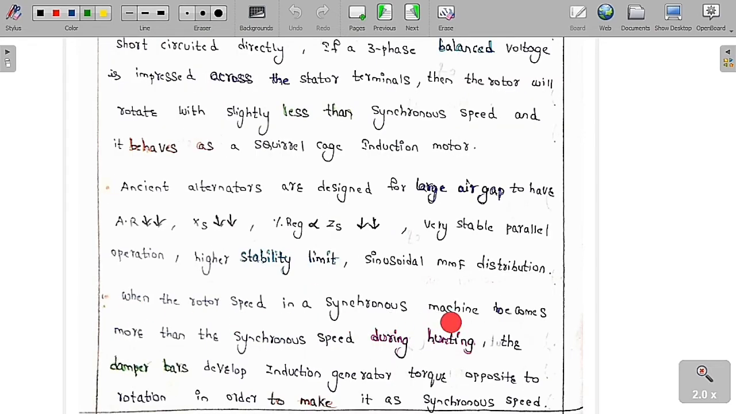When the rotor speed in a synchronous machine becomes more than the synchronous speed during hunting, the damper bars develop an induction generator torque opposite to the rotor rotation in order to bring it back to synchronous speed. I already told you this important point. During hunting, if you suddenly decrease the load, then NR will be greater than NS. At that time, an induction generator torque is generated in the direction opposite to the rotor rotation, and the rotor is slowed down and finally becomes synchronous speed. All these things I have already told you.